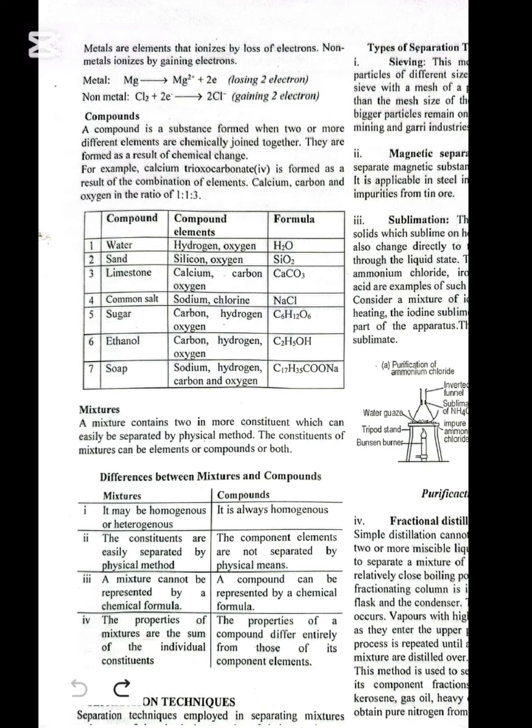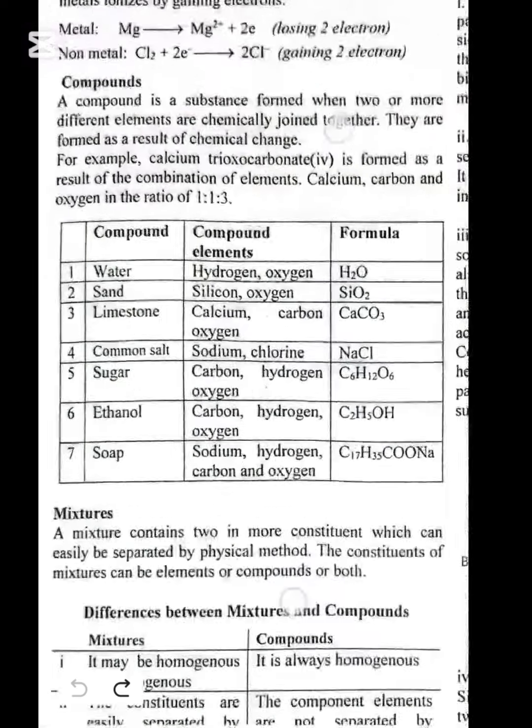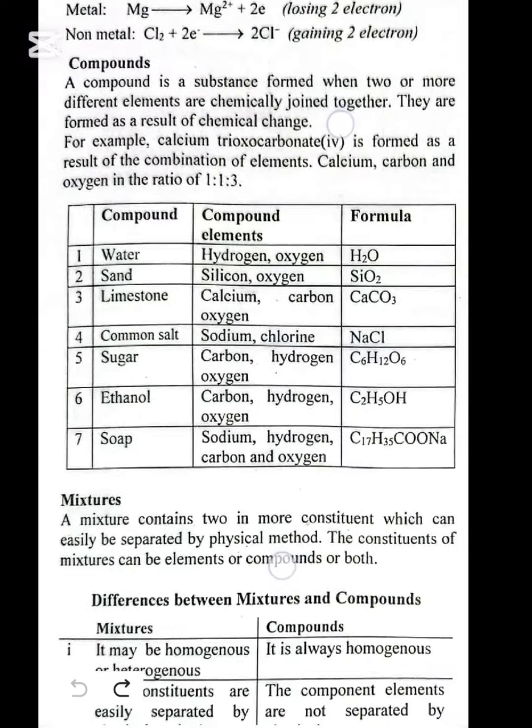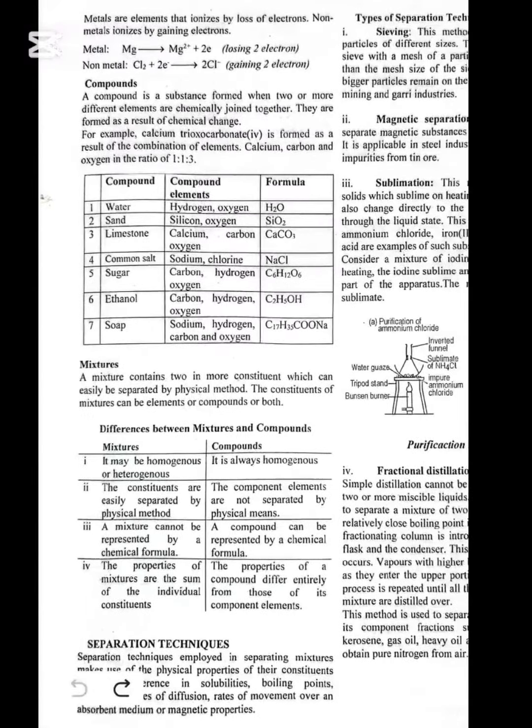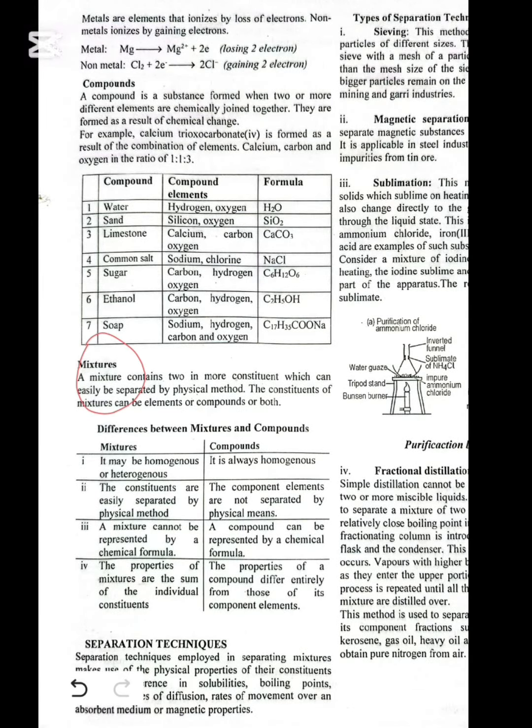Okay, now we can check this one out. You can pause this video or look at your textbook to have further knowledge about it. So let's go to mixture. Talking about mixture, a mixture contains two or more constituents which can be easily separated by physical means and can be easily reversed. Compound is a substance formed when two or more different elements are chemically joined together. Okay, that's the definition over there. That of mixture, it is when they can be physically separated or they are joined by physical method.